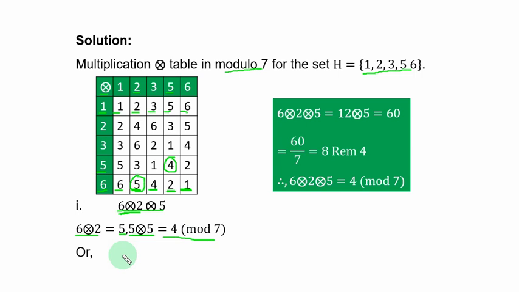If you don't want to use the table, you can do it directly. We are asked to use the table, but directly we have 6 times 2 times 5. Now 6 times 2 is 12. Then 12 times 5 is 60. What you do is that you divide 60 by 7 and you have 8 remainder 4. Remember, 4 is the answer. The remainder is the answer. So therefore 6 times 2 times 5 is equal to 4 in modulo 7.